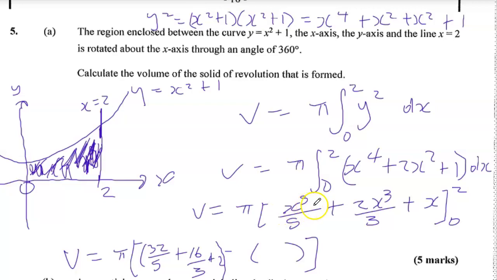As we replace x with 0, everything there becomes 0, right? So what we have here is 32 over 5 plus 16 over 3 plus 2, and we can use our calculator for this. This is 206 over 15 times pi, and remember it's volume, so units cubed, or cubic units.